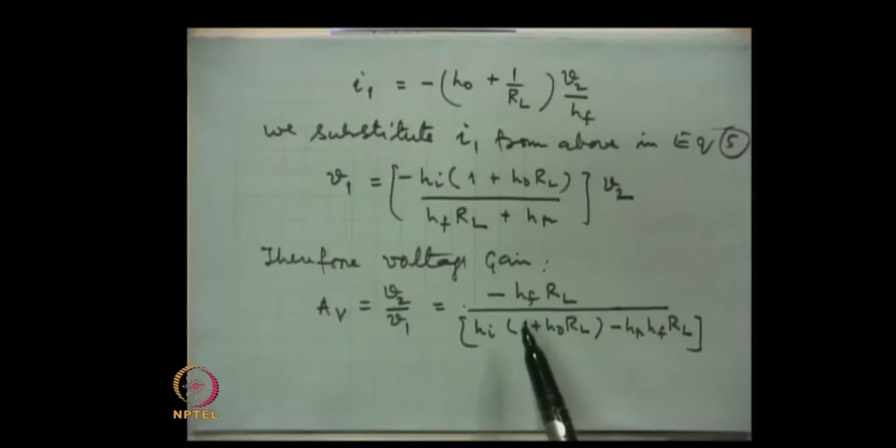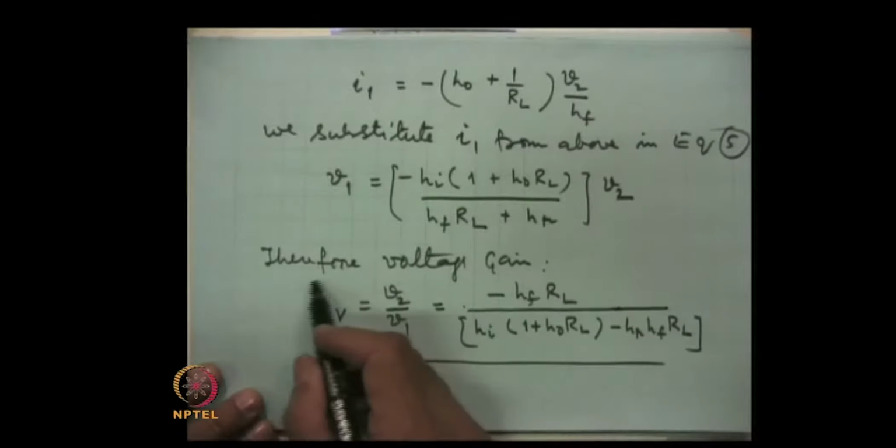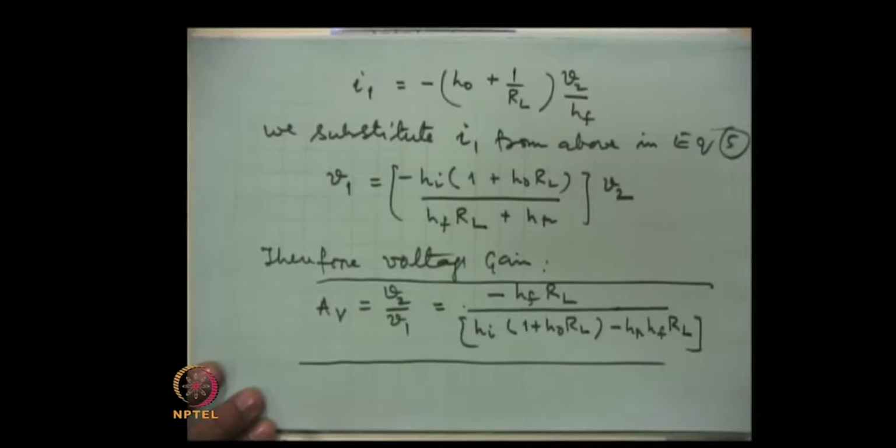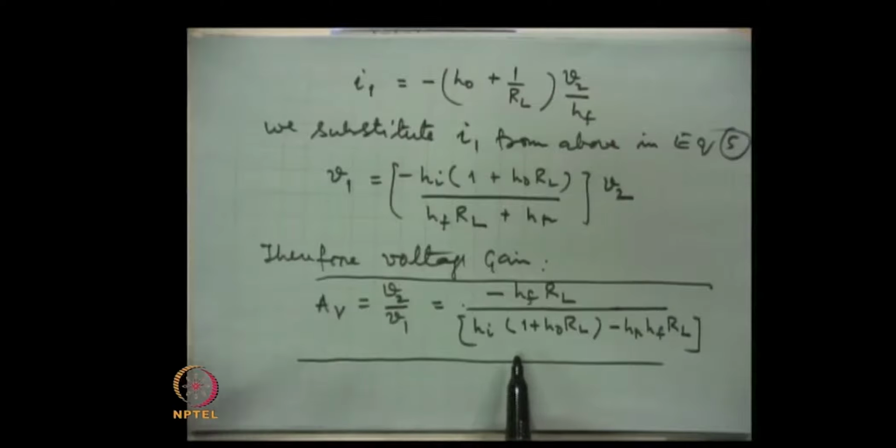Here all parameters are known, all these H parameters are known, and there is just the load resistance. So the voltage gain depends on the value of load resistance. This is the exact expression for the voltage gain. We can approximate it further without losing much accuracy. We can neglect certain terms under certain conditions which are practically observed in the amplifiers. So, we will see later, but this is the expression for the voltage gain.